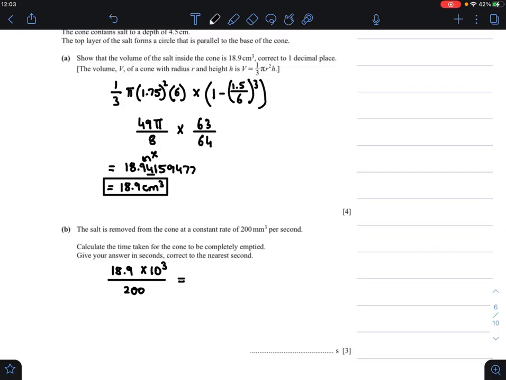So 18.9 multiplied by 10 raised to 3 is equal to 18,900, and the whole thing divided by 200. So we can cancel the two zeros. Therefore 189 divided by 2 is equal to 94.5. Now they've asked us to give our answer correct to the nearest second, so we will round it up to 95 seconds, because the decimal place is greater than or equal to 5, so we'll round off the whole number to the next number. Therefore 95 seconds will be your final answer for part B2B.